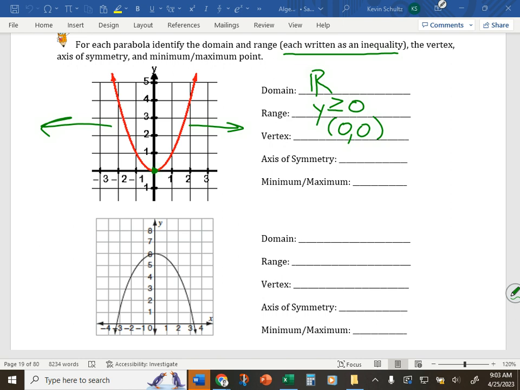The axis of symmetry, our definition was it is the x value of the vertex. It's an imaginary line, right? So it's not actually drawn in, you can't see it, but it is the line that divides the parabola in half. So if we were to draw an imaginary vertical line going through our parabola, the equation of that line is going to be x equals 0.